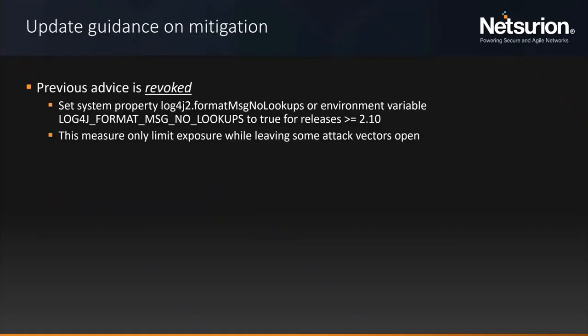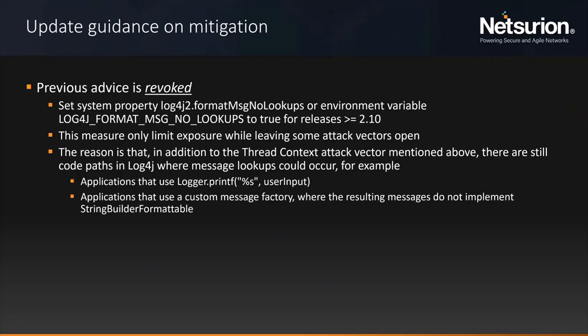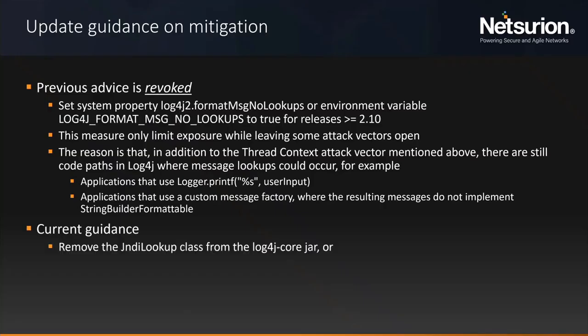So what's the updated advice on mitigation? The previous advice, which was simply to set the Log4j format message no lookups to true if you were running 2.10 or higher, turns out to be insufficient. It only limits exposure in some cases, but there are still some attack vectors. The reason for this is the threat context. There are still code paths in Log4j where the message lookups can occur. Now, this is all obscure, but it's very meaningful in the security world, and attackers will in fact leverage this in some fashion if you happen to have these sorts of configurations.